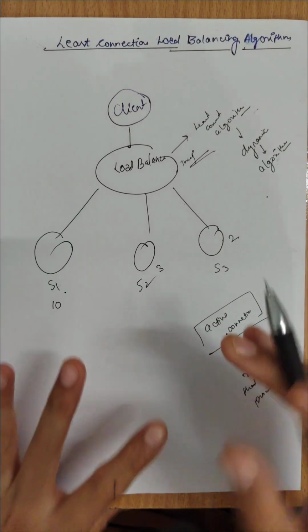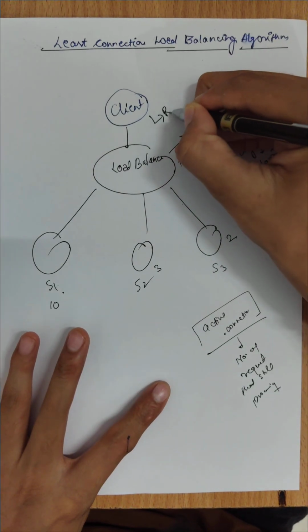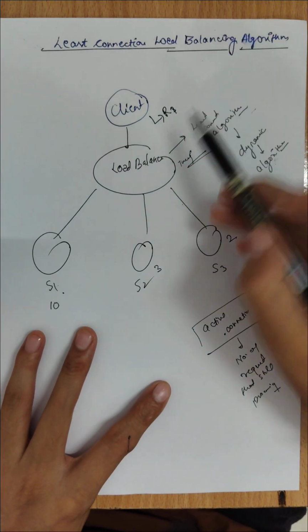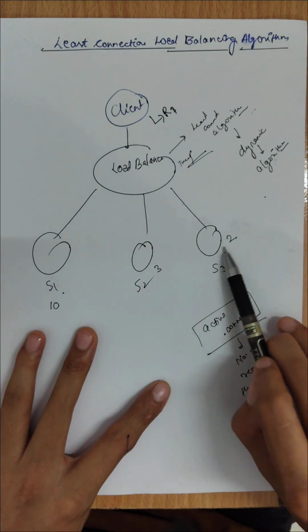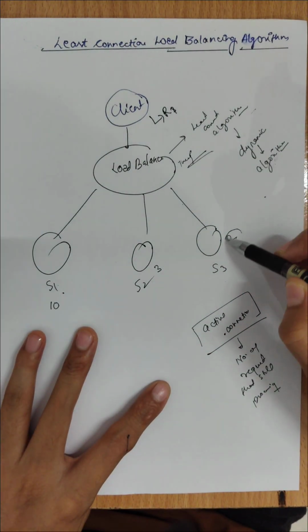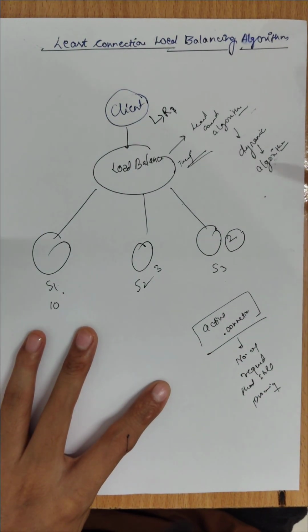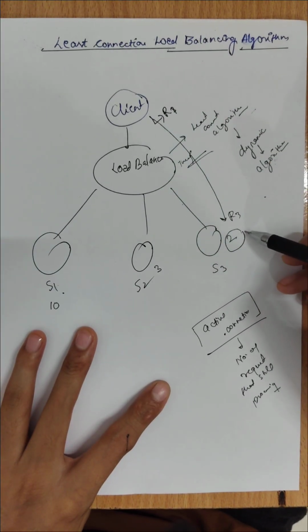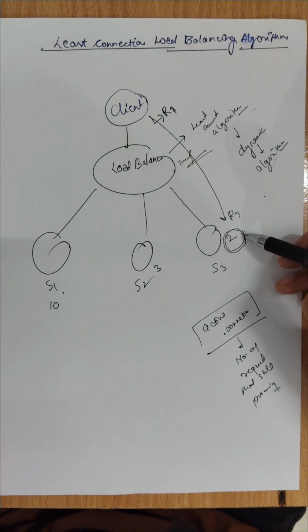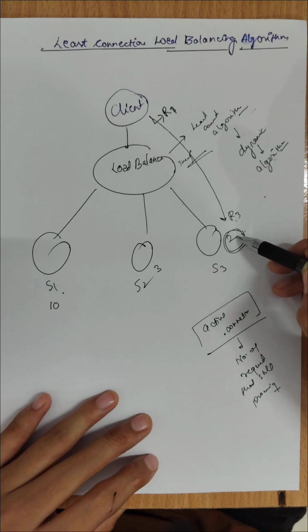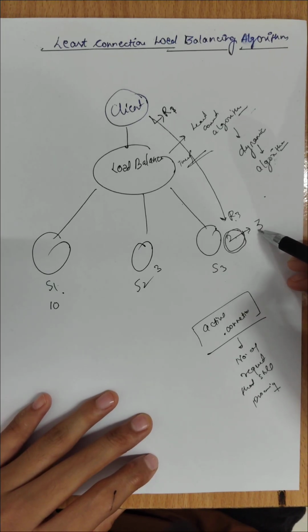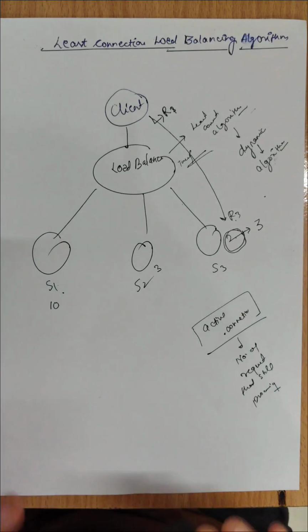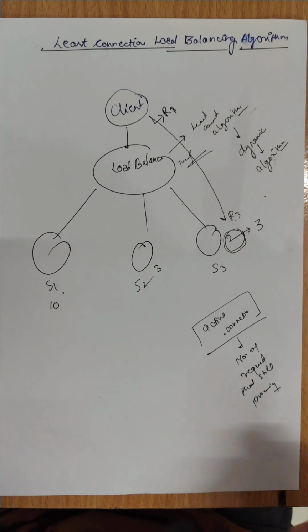Okay, so let's say we get a request R3, R1, whatever. Now this request will pass on to the server which has fewer active connections, which has fewer requests. So this request will pass on to the third server. It already has 2 active connections which are still in processing mode, and one request came. So now its active connections become 3. Got it? So this is okay.